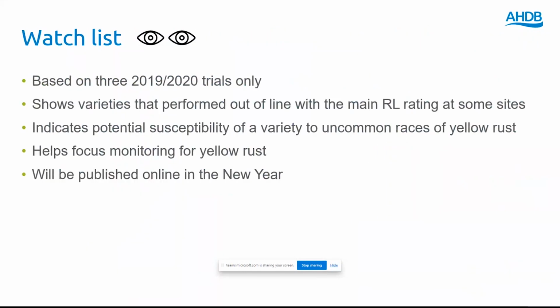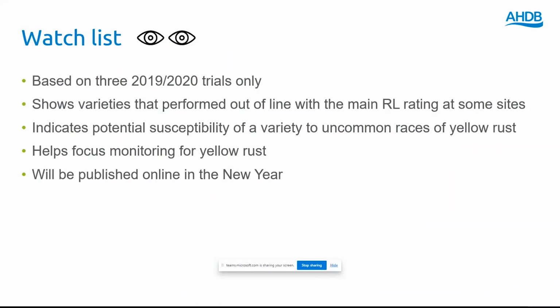So the final thing I want to talk about is some additional information AHDB will be releasing about how to focus monitoring and management of the dynamic yellow rust population in the 2021 growing season. And although this information is based on recommended list trials, it's not intended for varietal selection. We're calling it the watch list, and it aims to show varieties that performed out of line with the main RL yellow rust rating at some sites in the most recent year.